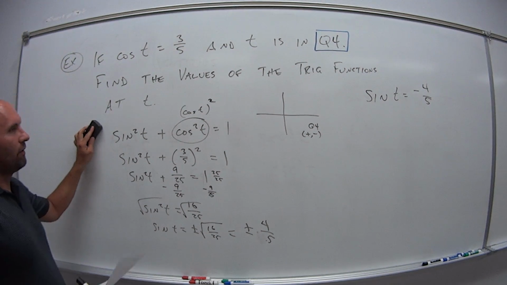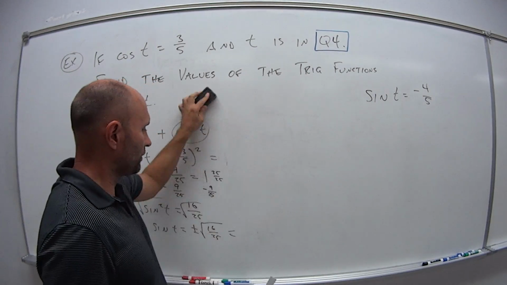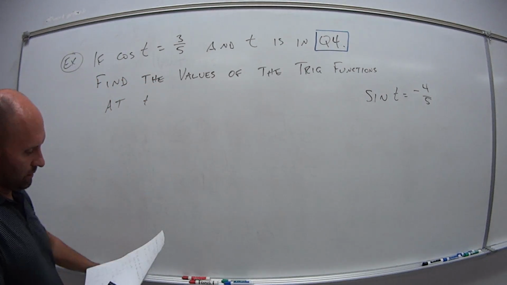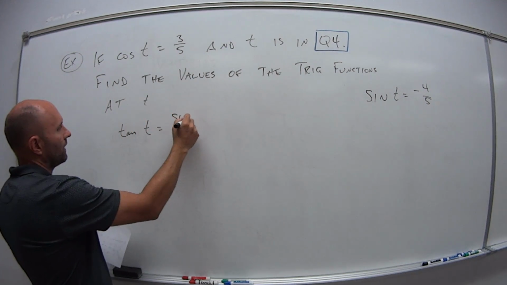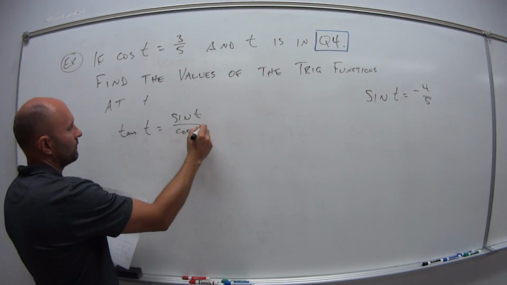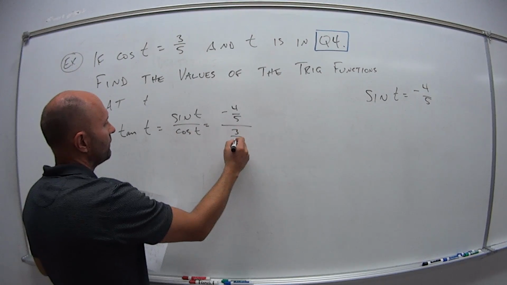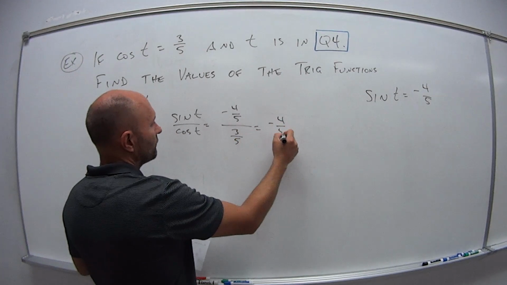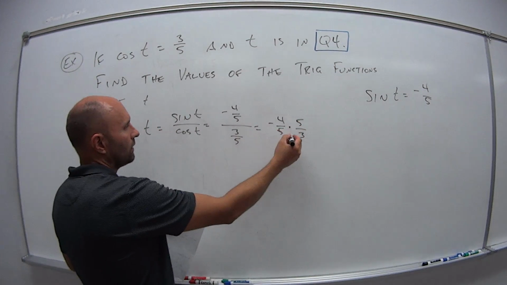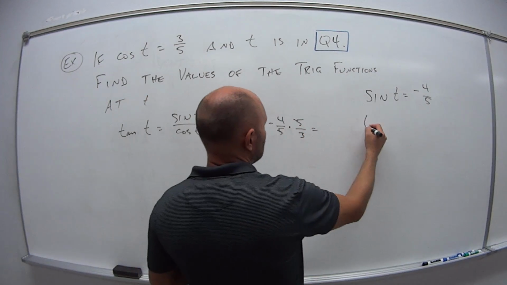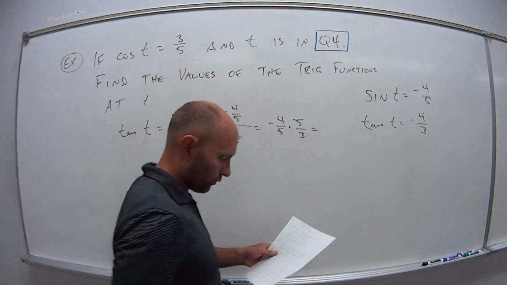Okay, so now that we have sine of t and cosine of t, we can figure out the other trig values that we need. The first one, if we look at tangent: tangent of t is sine of t over cosine of t. So that's minus 4/5 over positive 3/5, which is minus 4/5 times 5/3. If we keep, change, flip, the 5's cancel, so we get that tangent of t is minus 4/3.